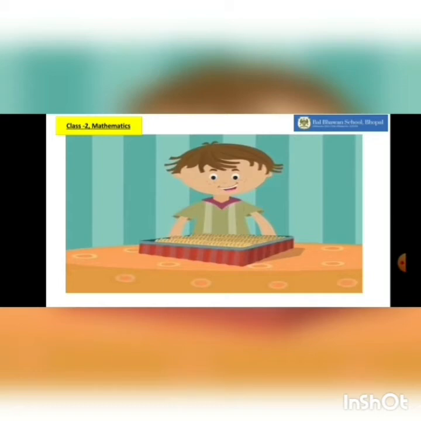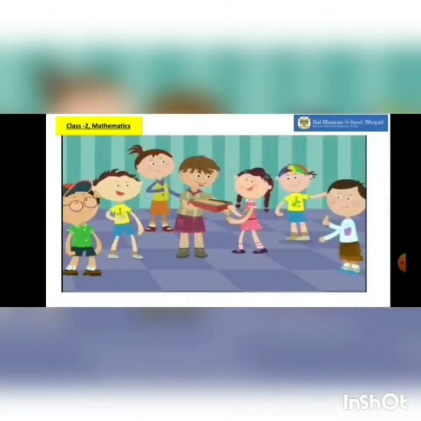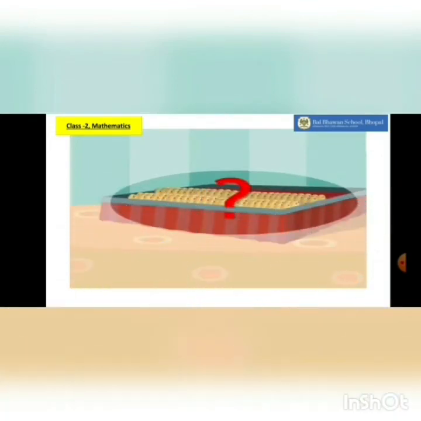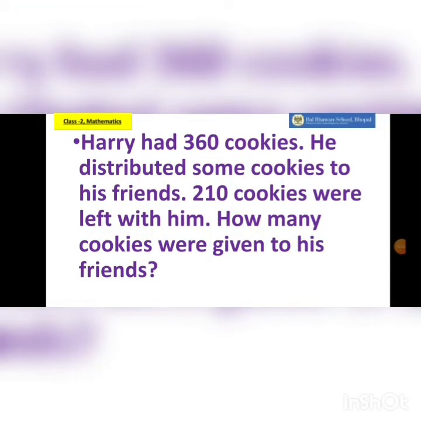And there is a boy here. He has got lots of cookies with him. And he wants to distribute them among his friends. So he distributed a few cookies to his friends. And how many are left with him? Now let's read the problem. Harry had 360 cookies. He distributed some cookies to his friends. 210 cookies were left with him. How many cookies were given to his friends?